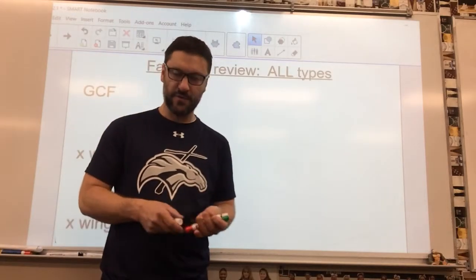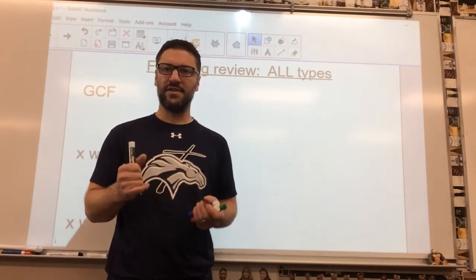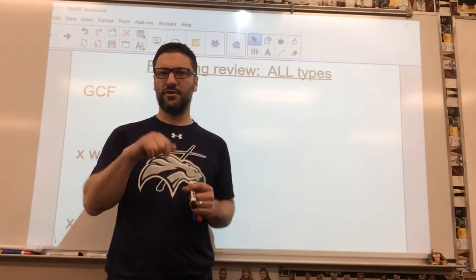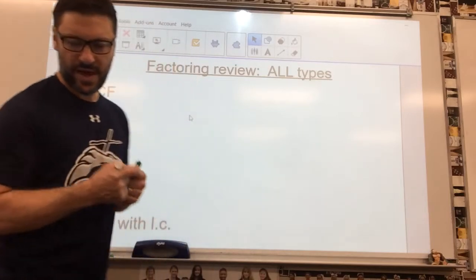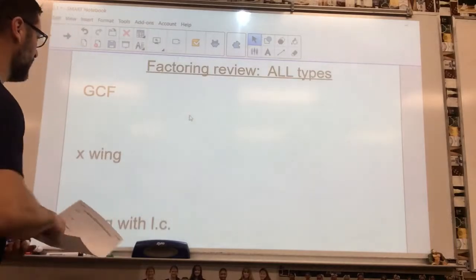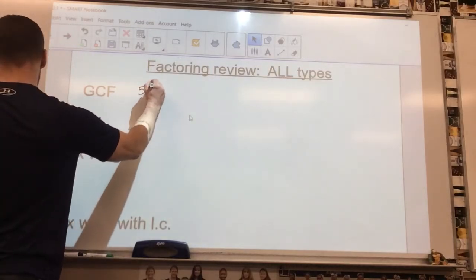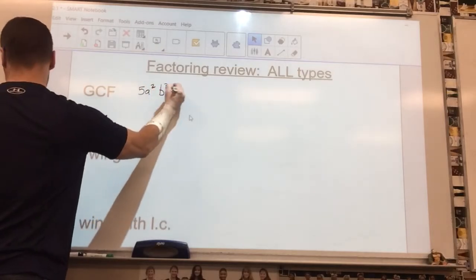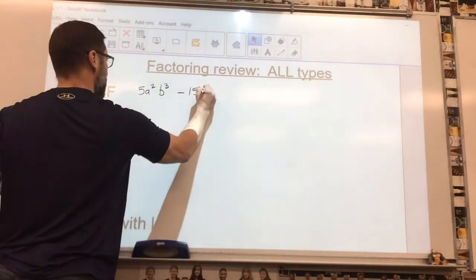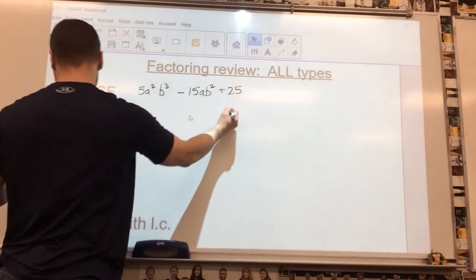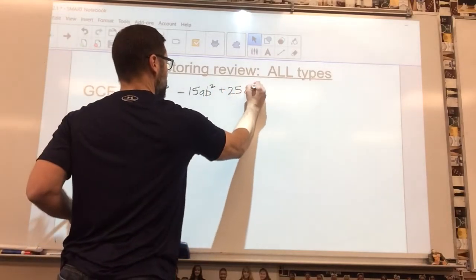GCF factoring stands for the greatest common factor, and GCF factoring is one where you have some type of polynomial and you're trying to look for terms that you can pull out of the polynomial. So I have one here. Got my sheet here. I have 5a squared b cubed minus 15ab squared plus 25a^5b^6.